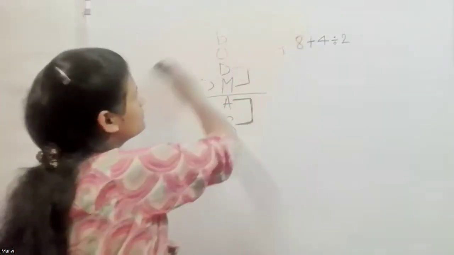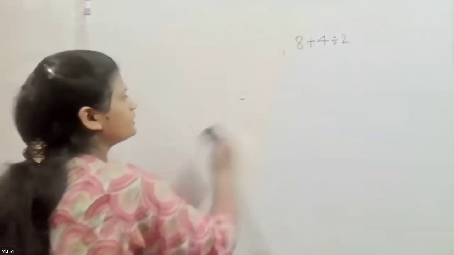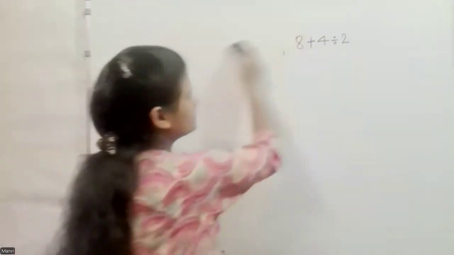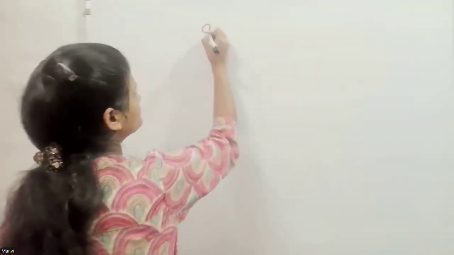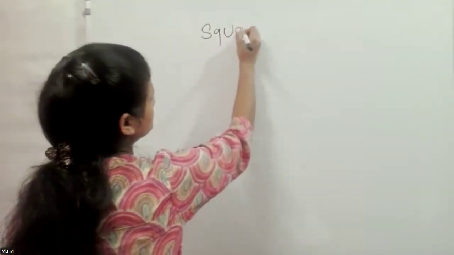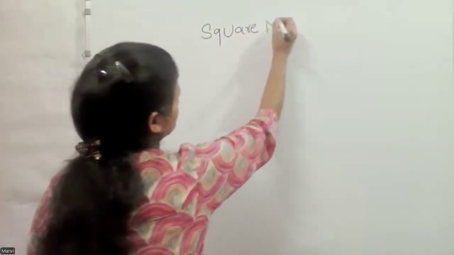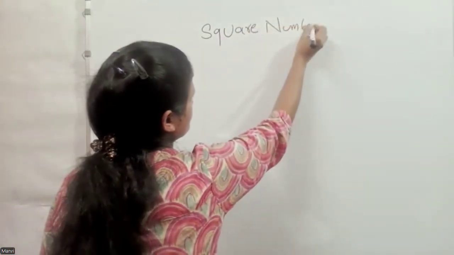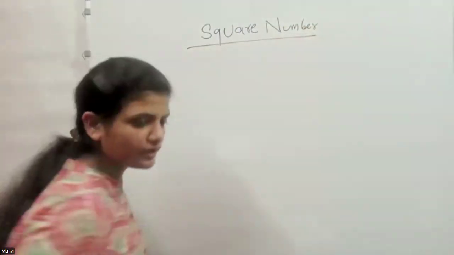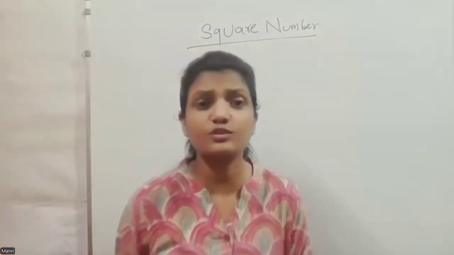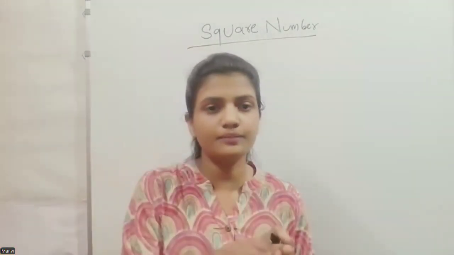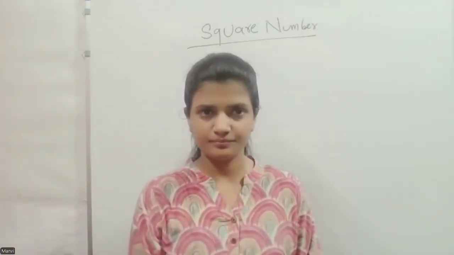So, in today's class, we are going to learn about many more new things. The first is the square numbers. So square numbers is nothing. Don't get scared. A square number is nothing but a number multiplied by itself.